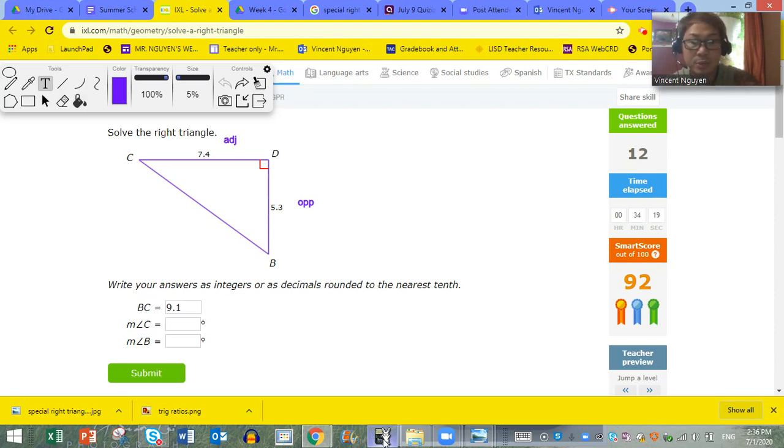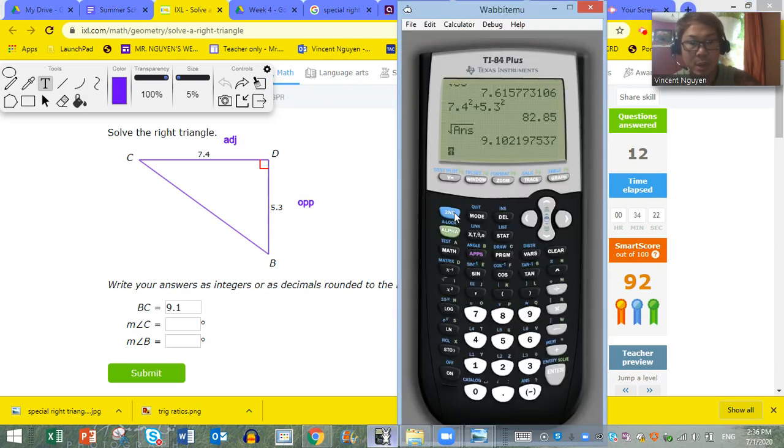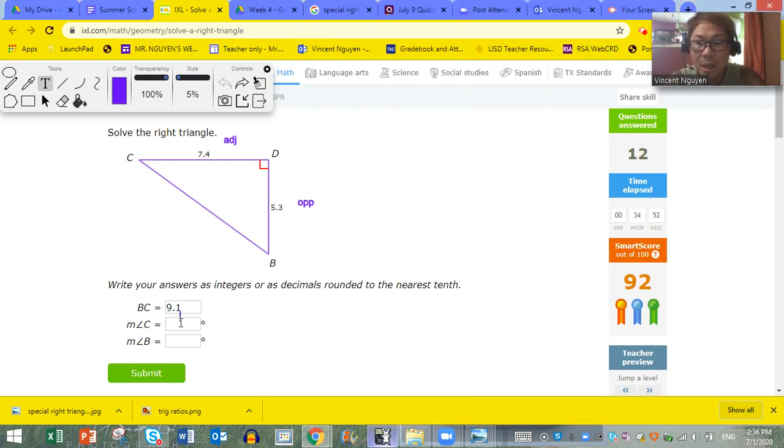the inverse. Okay, because we're looking for the angles, that's why I'm doing tangent inverse. And then I'm going to do opposite over adjacent. So 5.3, oops, I didn't put the point there. 5.3 divided by, I don't need special parentheses because this is just a decimal value or a number, 7.4, close the parentheses, enter. So the angle is about 35.6 degrees, rounding to the tenths place, so 35.6.